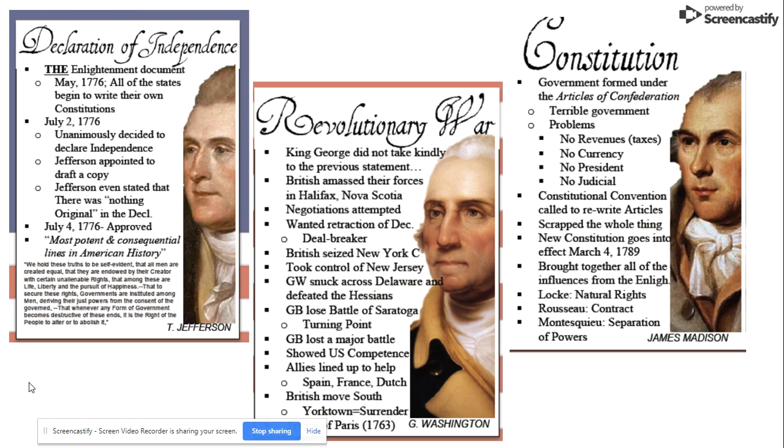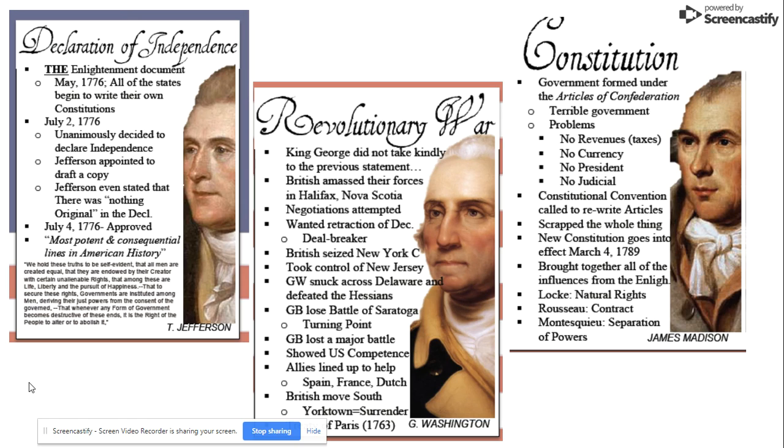So the Constitutional Convention was held to rewrite the Articles. And I'm using air quotes for that because anyway, they're like, we're just going to get rid of this. This is horrible. New Constitution, which was written by James Madison, goes into effect 1779 based on John Locke's ideas of natural rights if you were a white male who owned property, because that's the only way that all men are created equal. Not women, not slaves, not poor people, but only if you were white and had property.